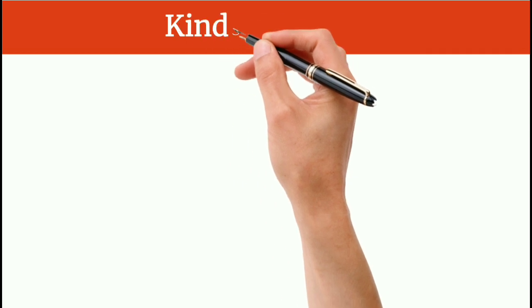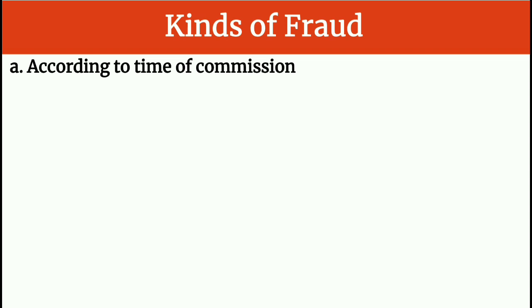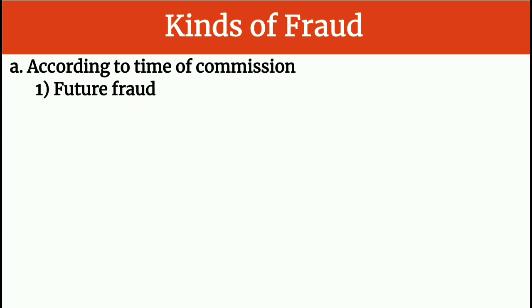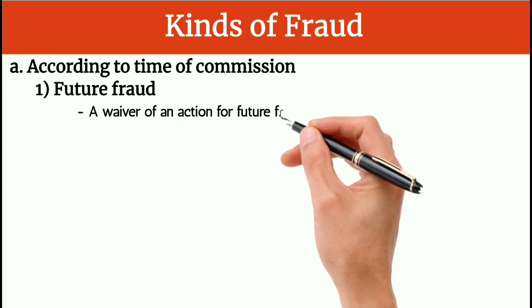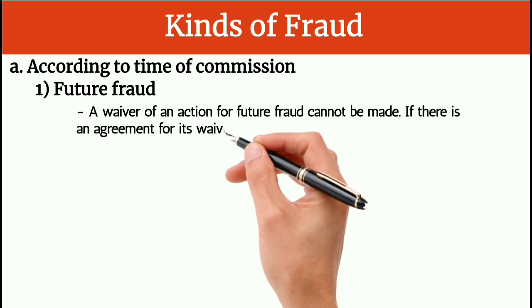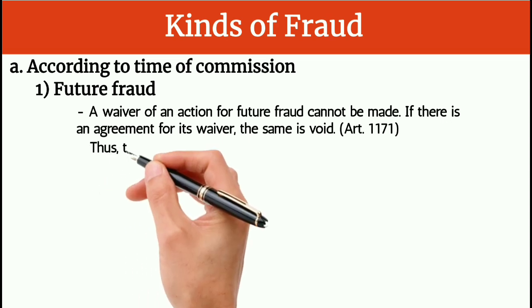Next, let's proceed to the kinds of fraud according to time of commission. The first kind of fraud according to time of commission is future fraud. As the name implies, future fraud is a fraud that will be committed in the future. A waiver of an action for future fraud cannot be made. If there is an agreement for its waiver, the same is void. This is Article 1171 of the New Civil Code of the Philippines.